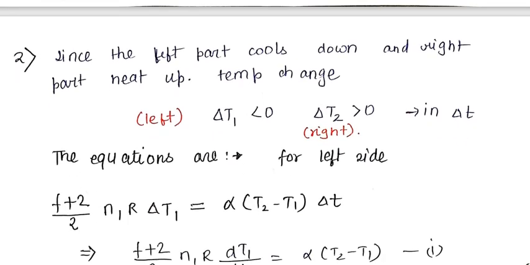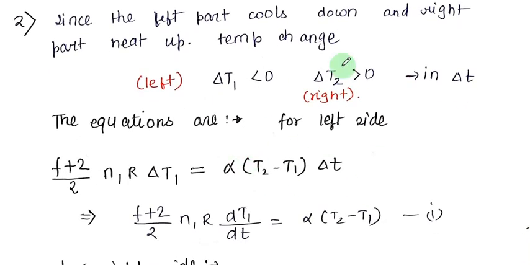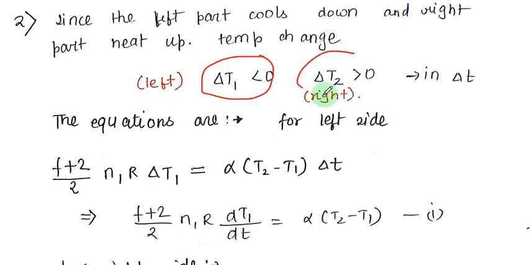Now second, if we want to find the functions of time, we will again use the energy equations and the heat flux equations. Since the left part cools down and the right part heats up, we will say that delta T1 is less than 0 since it is cooling, and delta T2 is greater than 0 since it is heating.